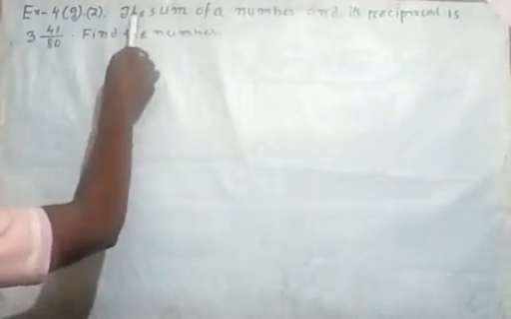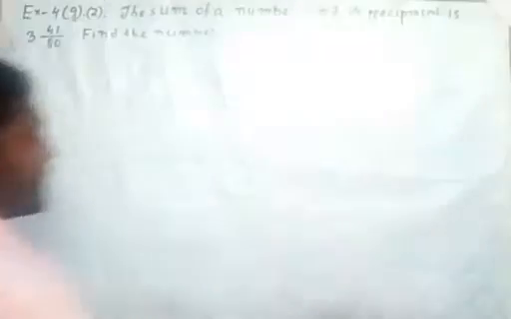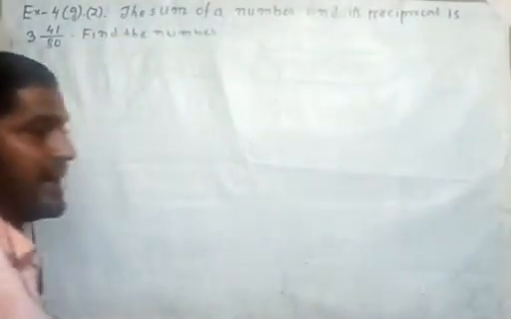The first thing we have to understand: sum means we have to do addition. Second thing, of a number and its reciprocal. So what does reciprocal mean? When you solve the question, then you will understand what a reciprocal is. So start the solution.